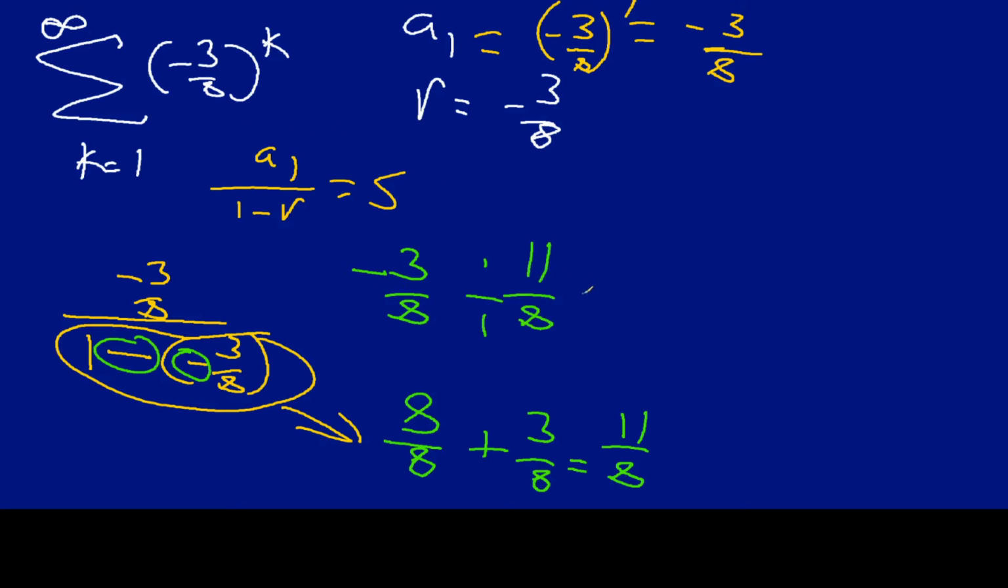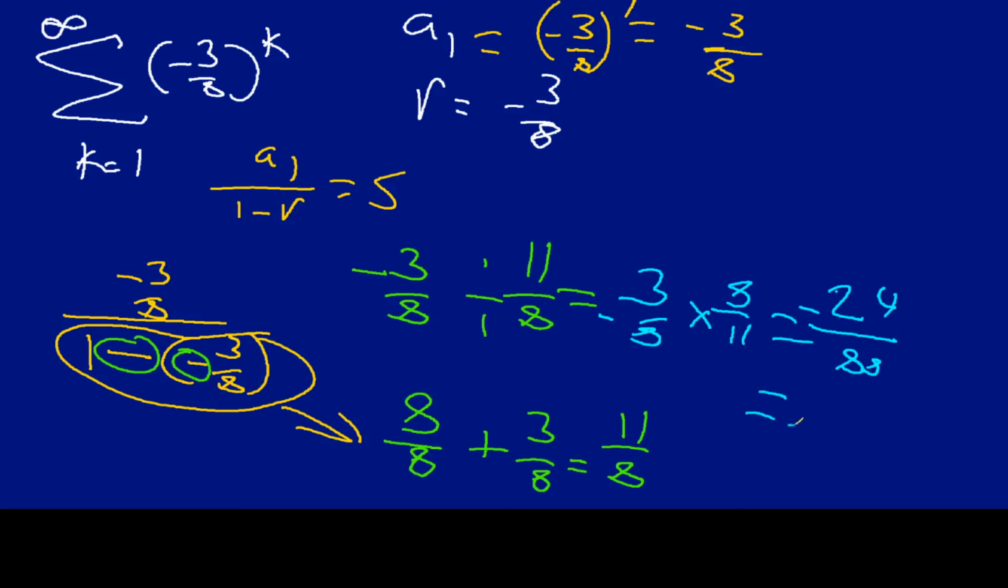And so this is the same as, let me change the color here, negative 3 over 8 times 8 over 11. This is the negative. I know you can't see that. And so that's the same as negative 24 over 88. And if you simplify that all the way down, you will get negative 3 over 11. So that is what this particular one was summed to.